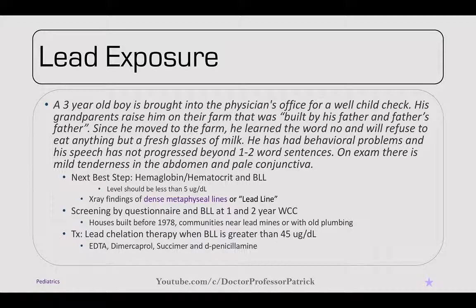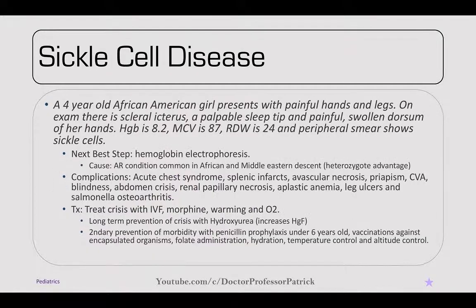Houses built before 1978 constitute a risk of having lead paint, and communities near lead mines or with old plumbing are also at increased risk. You can treat with lead chelation therapy when the blood level is greater than 45 micrograms. So EDTA, dimercaprol, or succimer are all options here.